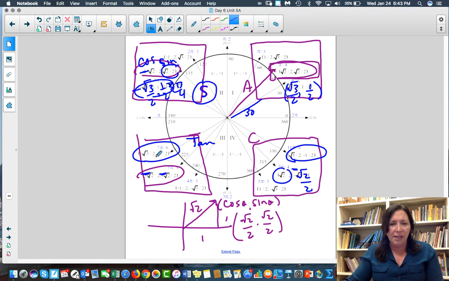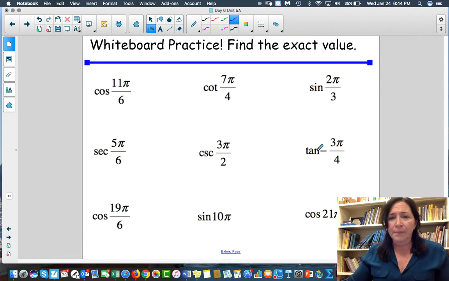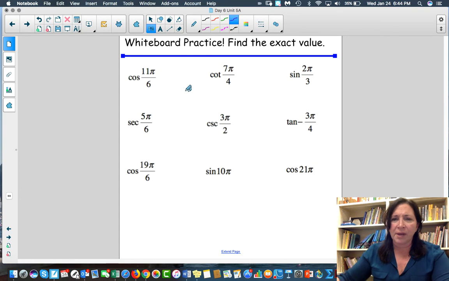In this quadrant here, both sine and cosine are negative. So that'll be negative root 3 over 2 and negative 1/2. In the fourth quadrant, cosine's positive. So that'll be a positive root 3 over 2 and a negative 1/2. Okay, I hope that helps. So what I'd like you to do here is possibly pause the video for a minute and try to practice these answers, okay? So if you pause it, great. And then I'm going to get started on this now.